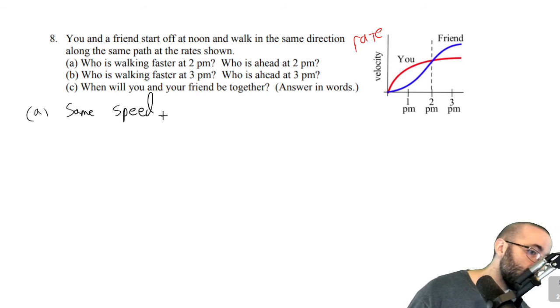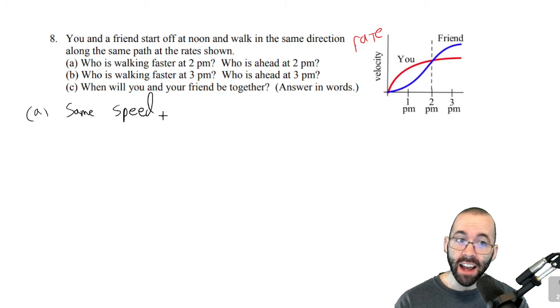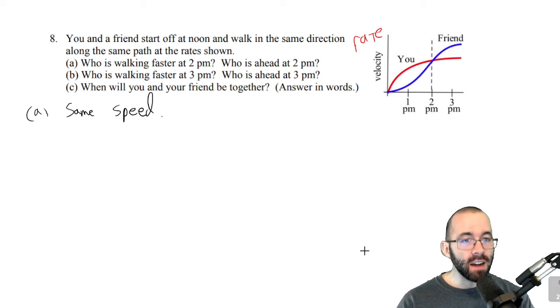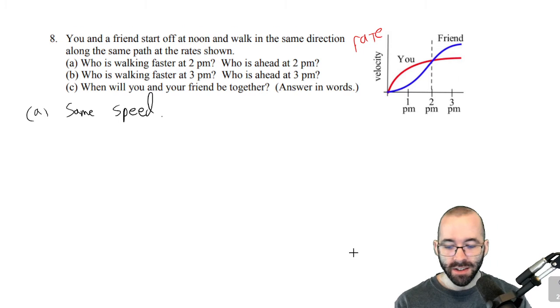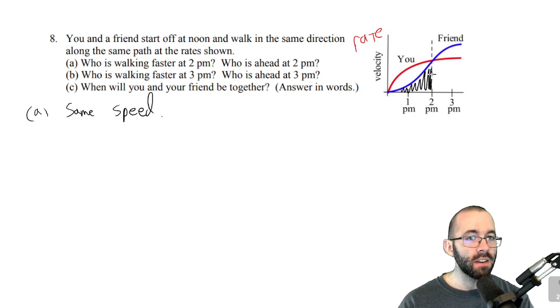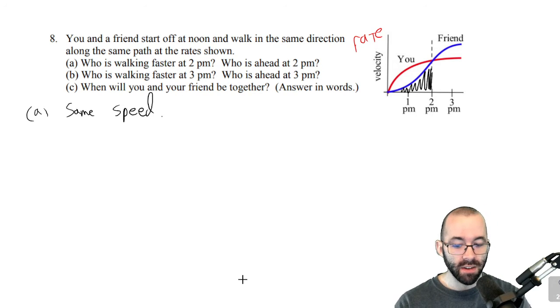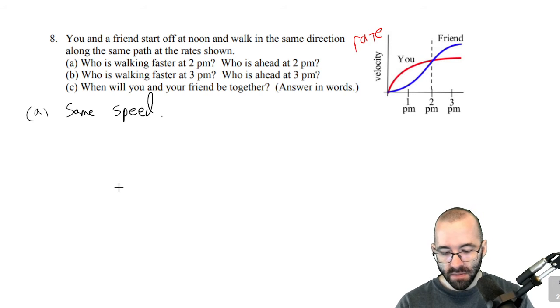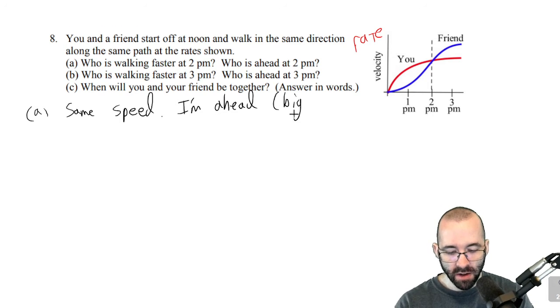Who's further ahead? That's a little bit more complicated, but not actually that complicated. Because the area under the rate is the total change. So the area under my graph is how far I've gone. The area under my friend's graph is how far they've gone. So who's gone further? I have. My area is bigger. I'm ahead. Again, because of bigger area.